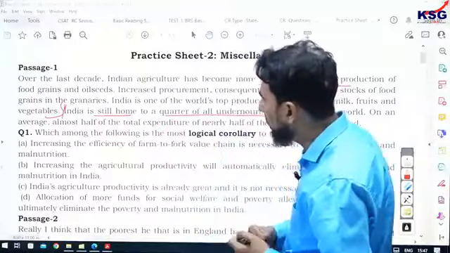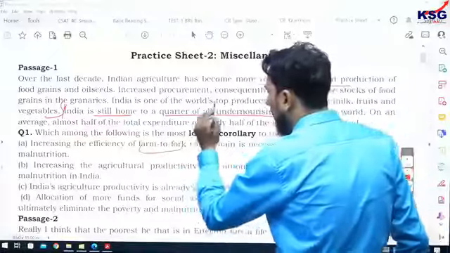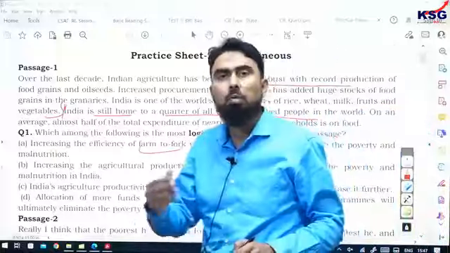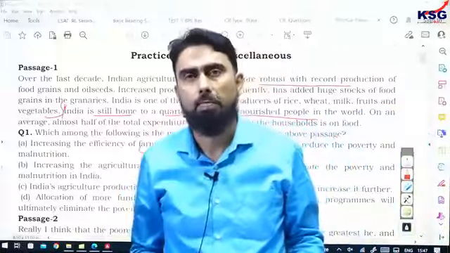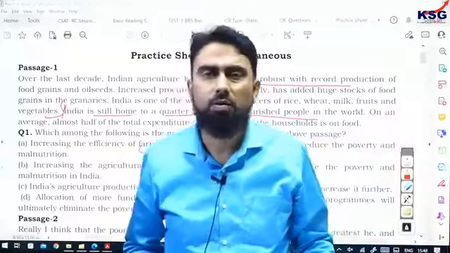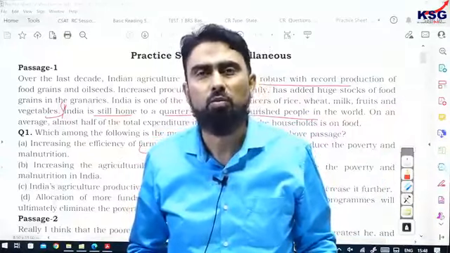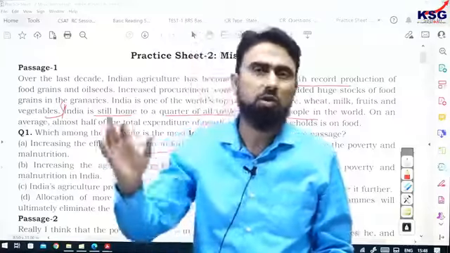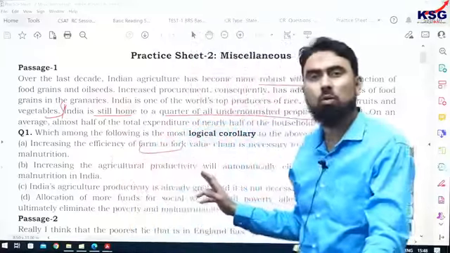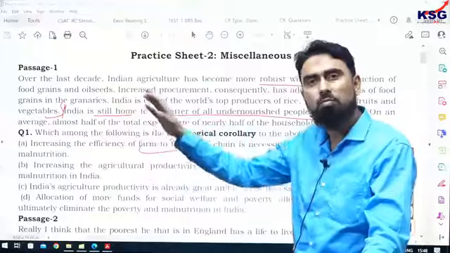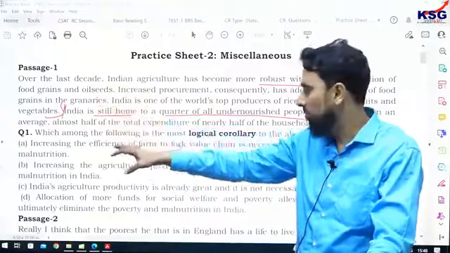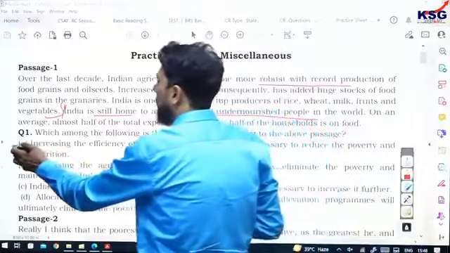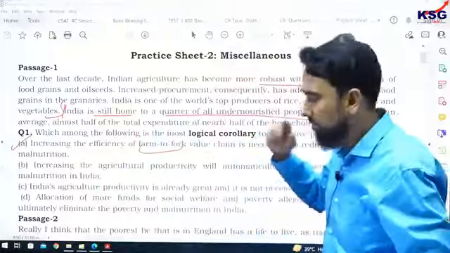So option A, increasing the efficiency of farm to fork value chain is necessary to reduce the poverty and malnutrition. Yes, farm to fork means make food available to those who need it, because it is stored in your granaries and you are one of the top producers of food, yet the food is not available to one-fourth of the world's total undernourished people. So farm to fork, from farm, the agricultural practices, to the plate, to the thali of the poor. So this is the valid corollary based on the main point.